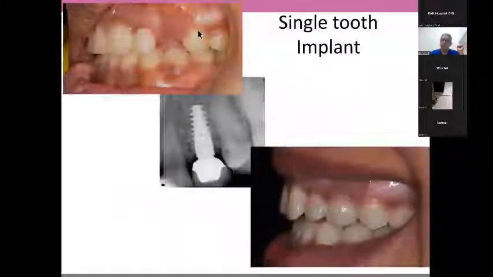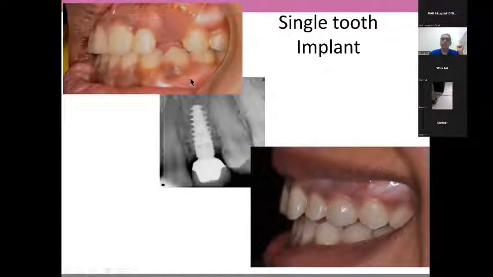Now, this is how a single tooth implant works. You saw this picture earlier. The patient has lost a tooth. As you can see, normally in the X-ray, there are roots of these teeth. And here in the missing area, we put in a titanium implant, which acts like an artificial root. This dark white shadow is what is called the abutment. And on top of that is the crown.